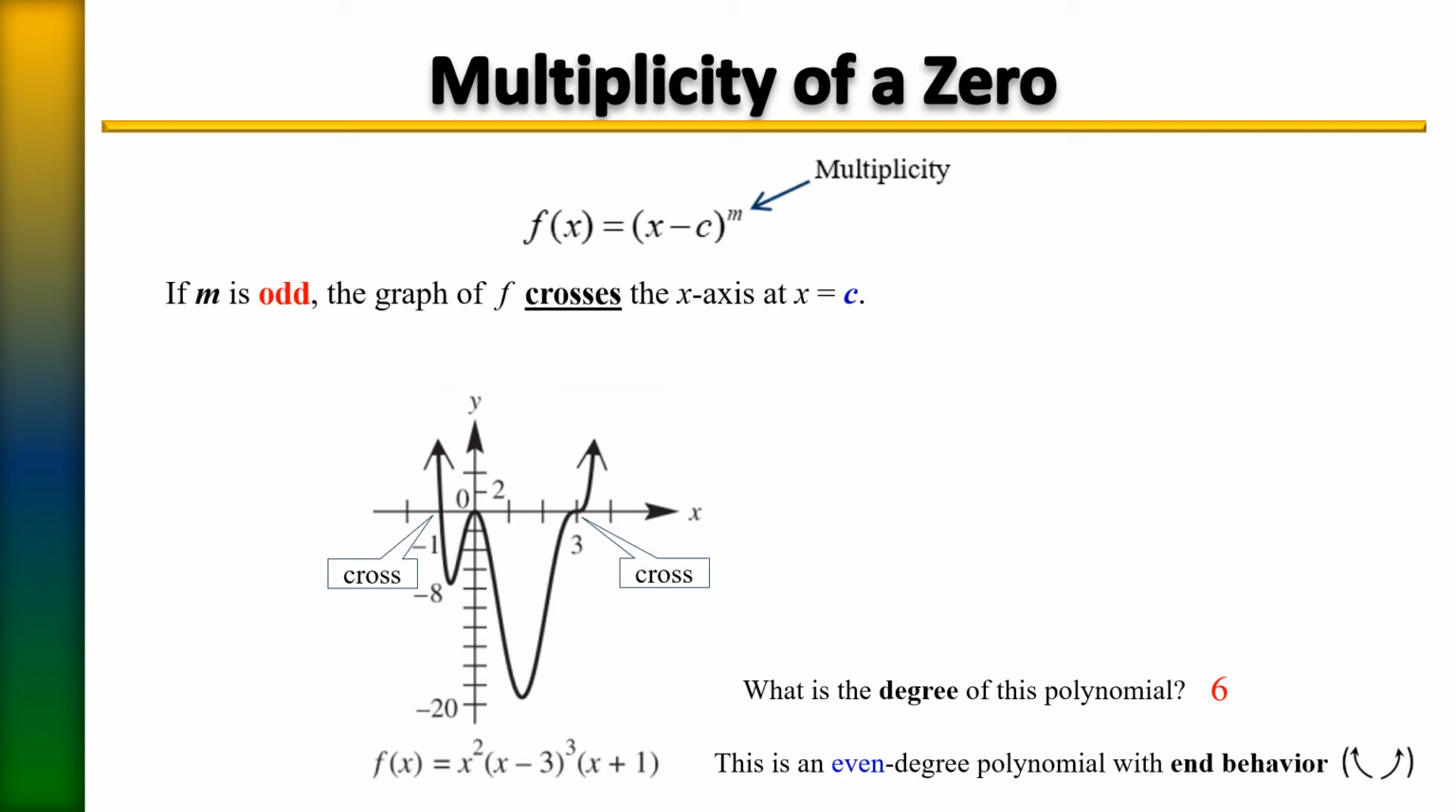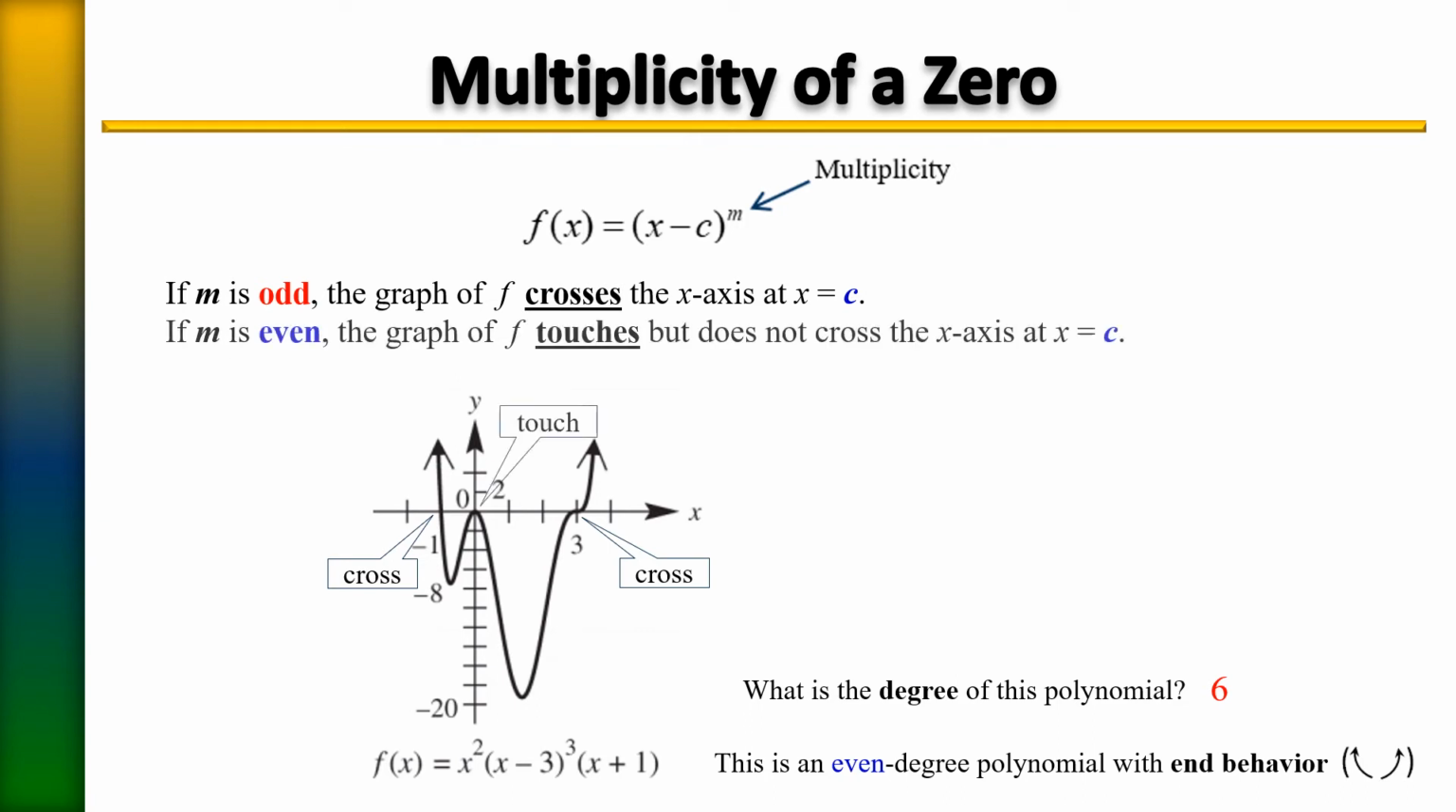And then if your multiplicity is an even number, then it will just touch the line there. So it touches it, but it never really crosses the x-axis, it just sort of touches it if the multiplicity is even, such as here, x squared has an even multiplicity, and notice at that point it just simply touches. It does not pass through or cross the x-axis.